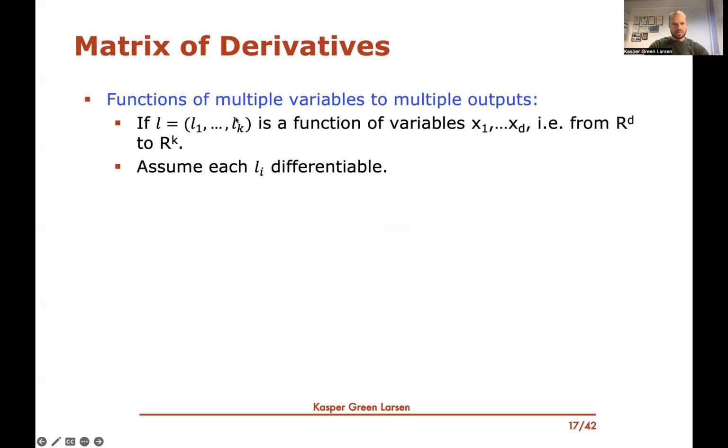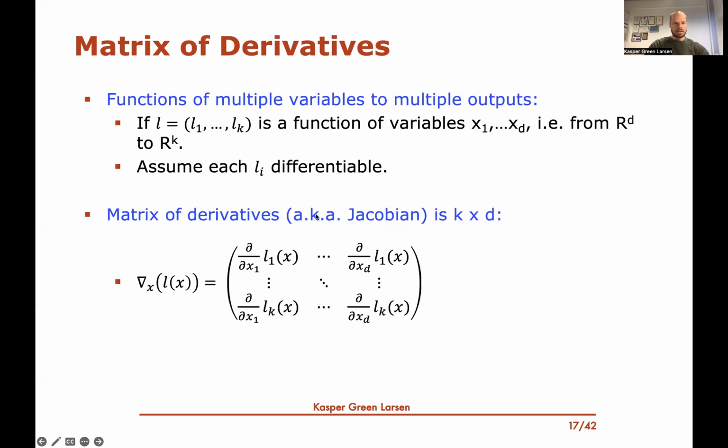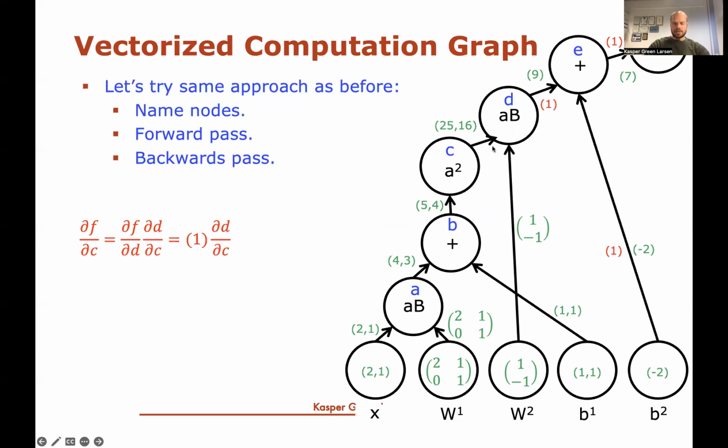If we assume that each of these functions is differentiable, then this Jacobian or matrix of derivatives has one row for each of these output functions, so it has k rows, and one column for each of the variables. The ith row and the jth column has the partial derivative of the ith output with respect to the jth variable. So the first row contains all the partial derivatives of the first output function, and so on.